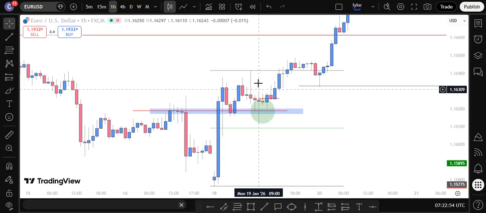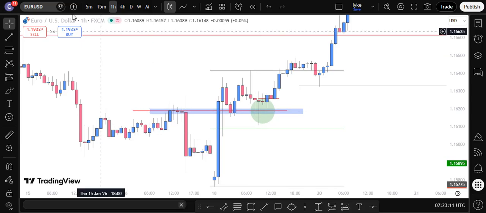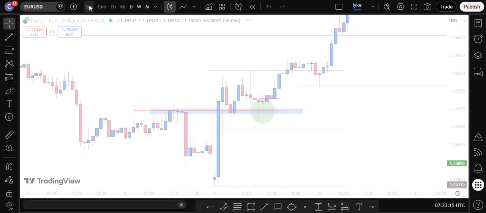This candle is from 9 o'clock. It started at 9 and ended at 10. And this is how it closed, with a very weak candlestick. So I head over to my 5 minutes time frame.